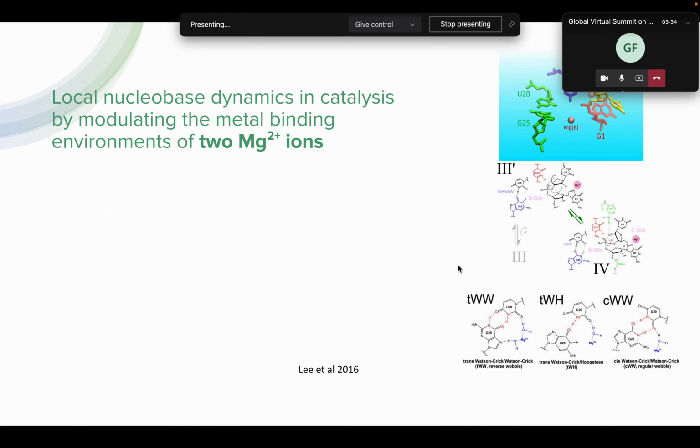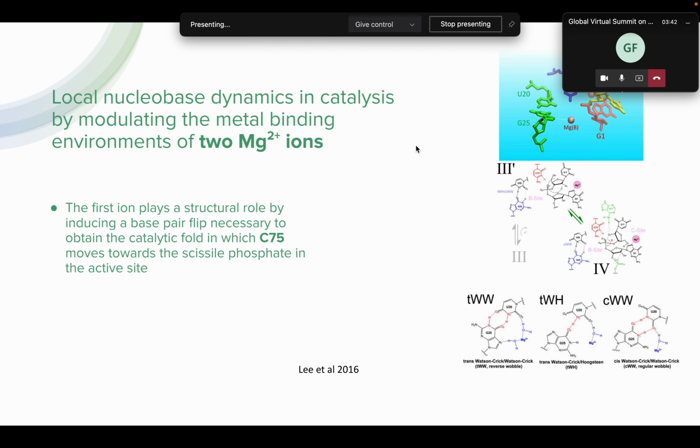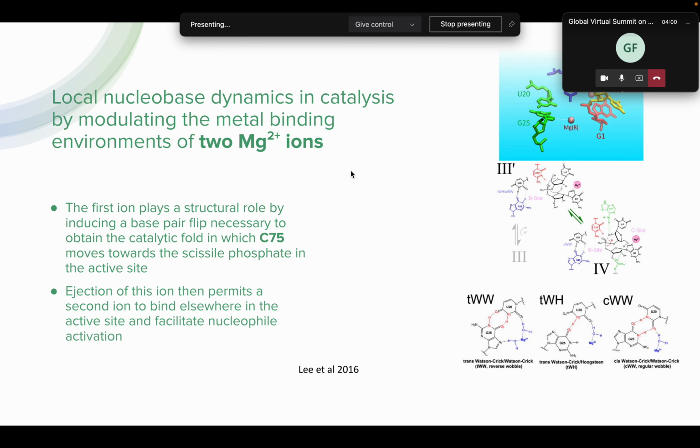So, getting to these magnesium ions, the local nucleobase dynamics in catalysis is modulated by the metal binding environments. The first ion plays an important structural role by inducing a base pair flip that's necessary in the catalytic fold, which is the cytosine 75 or C75, which moves towards the scissile phosphate in the active site. And then you have ejection of this ion that permits the second ion to bind elsewhere in the active site to facilitate the nucleophile activation.